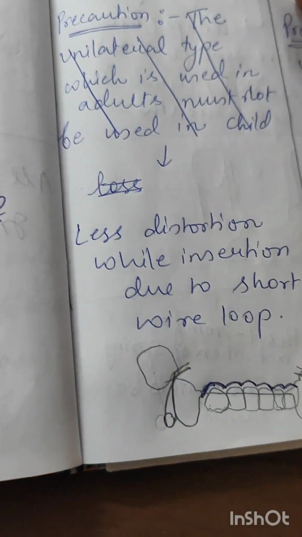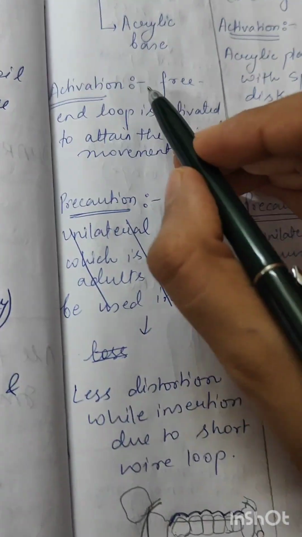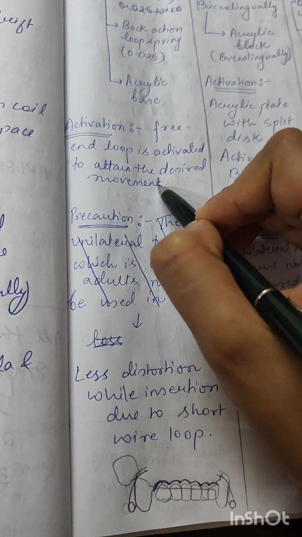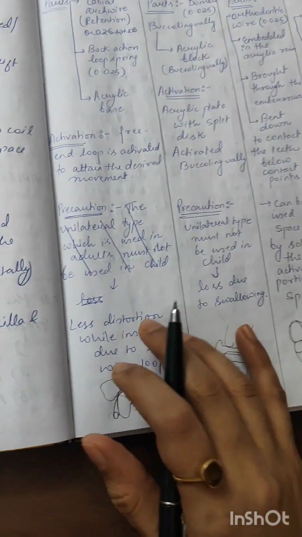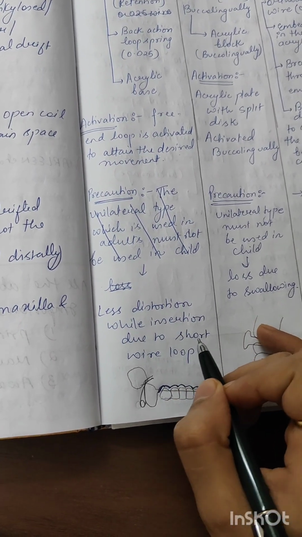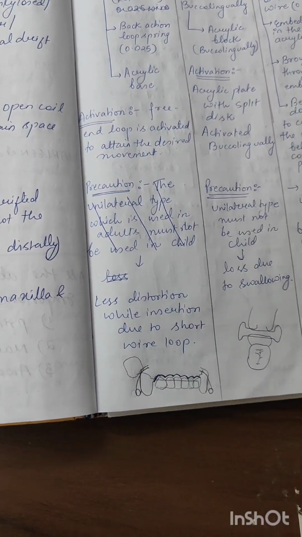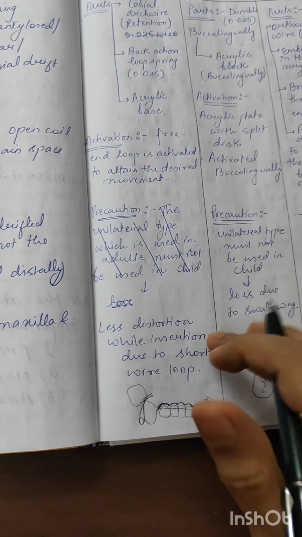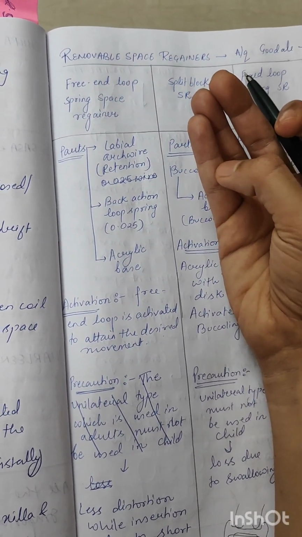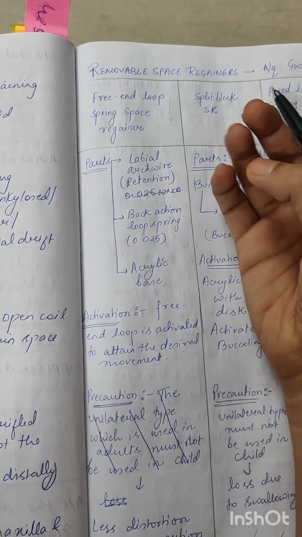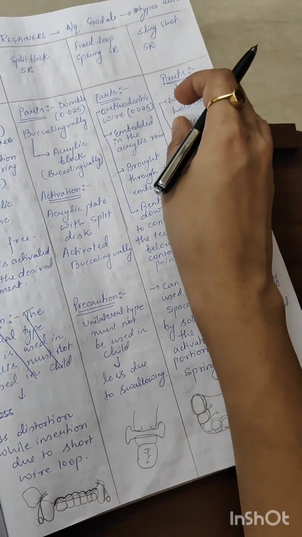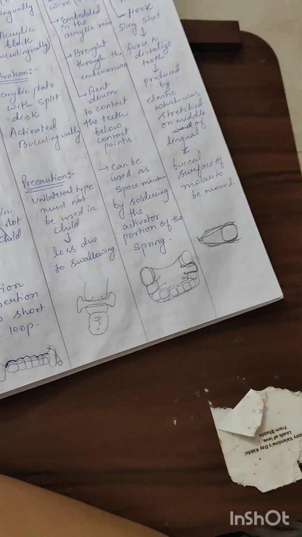So how do we activate it? The free end loop is activated to attain the desired movement. So what are the benefits? Because of the short wire loop, less distortion occurs when the child inserts it. Once again, it has got a labial arch wire for retention, back action loop spring, and an acrylic base. Simple.